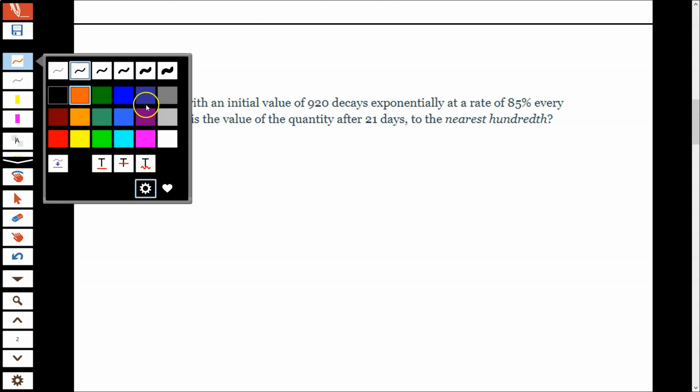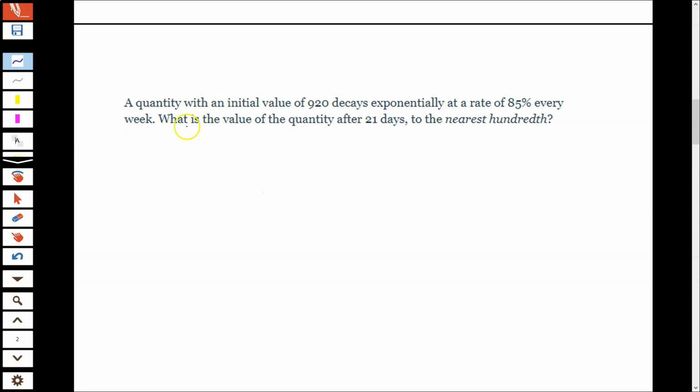Okay, so you got to read the text. So quantity with initial value of 920, well, that tells us that our a in our exponential model is 920. Decays exponentially at a rate of 85% every week. What is the value of the quantity after 21 days to the nearest hundredth? Okay. So we'll use our 1 plus r as our base. And in this case, it's going to be 1 plus negative 0.85 because it's decaying, right? Which gives me 0.15.